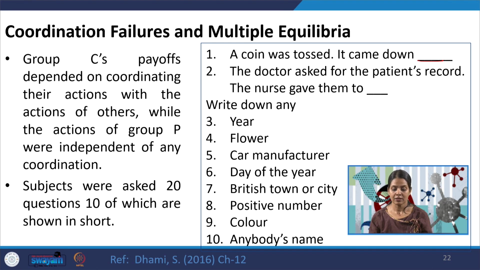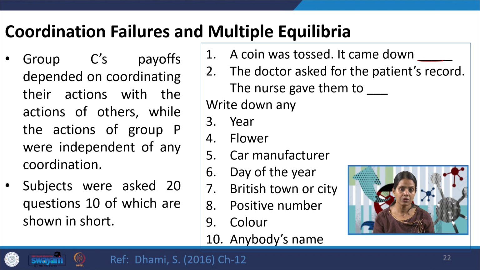The doctor asked for the patient's records, the nurse gave them to... then the individual's name, or maybe not the name exactly, gave it to the doctor, the patient. Write down any year, any flower, any car manufacturer, any day of the year, any British town or city, any positive number, any color, anybody's name. So, these are the first 10 questions.